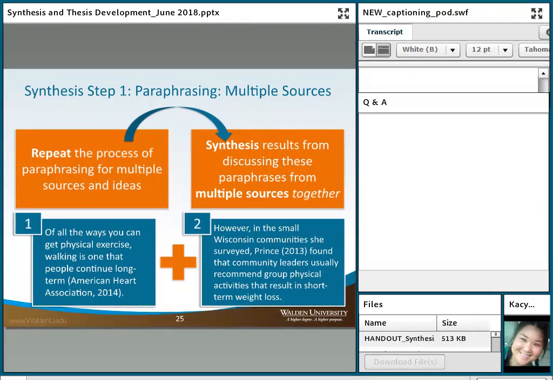So here we have our original paraphrase, or one of our original paraphrases. Of all the ways you can get physical exercise, walking is one that people continue long term. And so I've read that American Heart Association article, but then I've also read this article by Prince. And according to Prince, I have this paraphrase. However, in the small Wisconsin communities she surveyed, Prince found that community leaders usually recommend group physical activities that result in short-term weight loss. So I put both of these pieces of information into my own words, and now I have to put them into a discussion with each other.